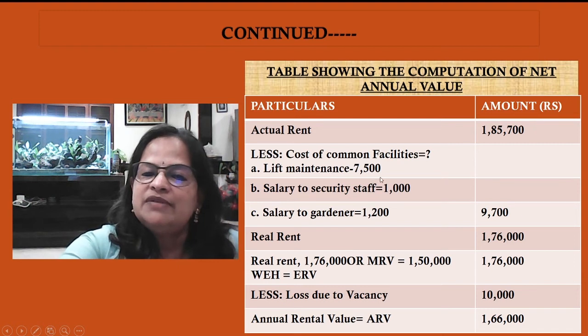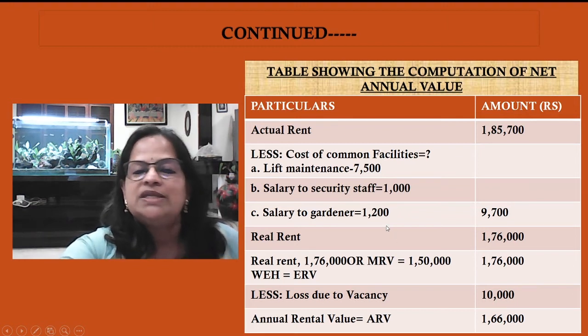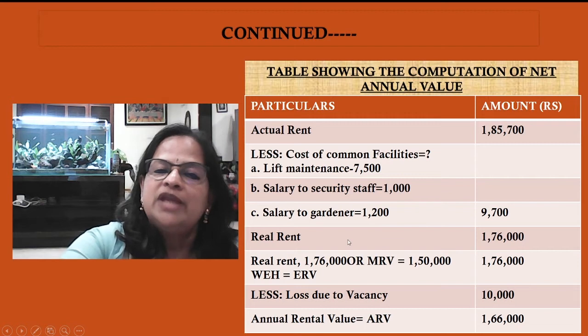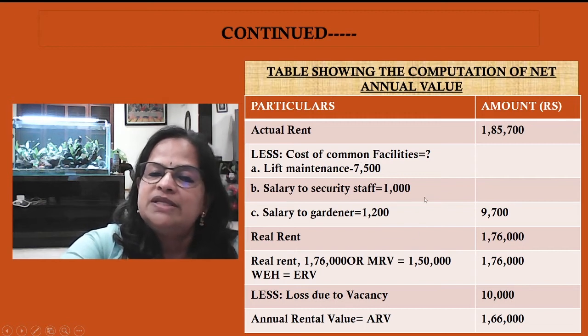Lift maintenance 7,500. Salary to security staff 1,000. Salary to gardener. So these three expenses are common facilities, so we are reducing them. So 9,700 is the total common expenses. So real rent is actual rent minus these common facilities, so 1,76,000.